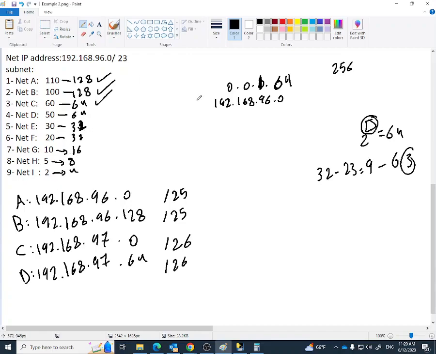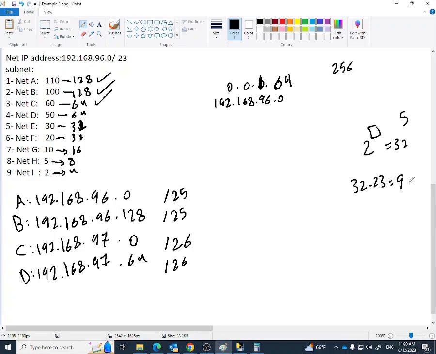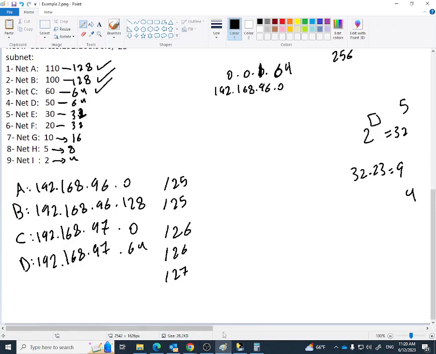Network E has 32 bits. And since they have 32 bits, we're going to have to figure out a new subnet mask. Same thing, 2 to the power of something should equal 32. And that something is 5. Now, 32 minus 23, which is 9. 9 minus 5, that will make it 4. Take 4, add it to the 23, that will make it 27. So I'll get 27 here. And let me move down a little bit if that's possible. I need to drag it a little bit.